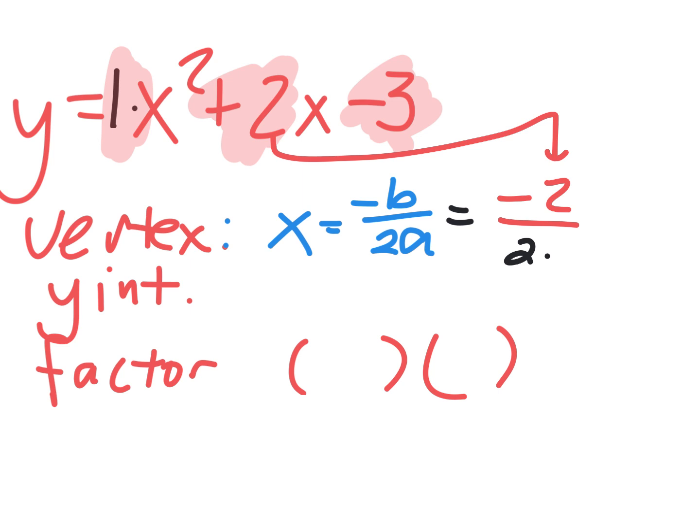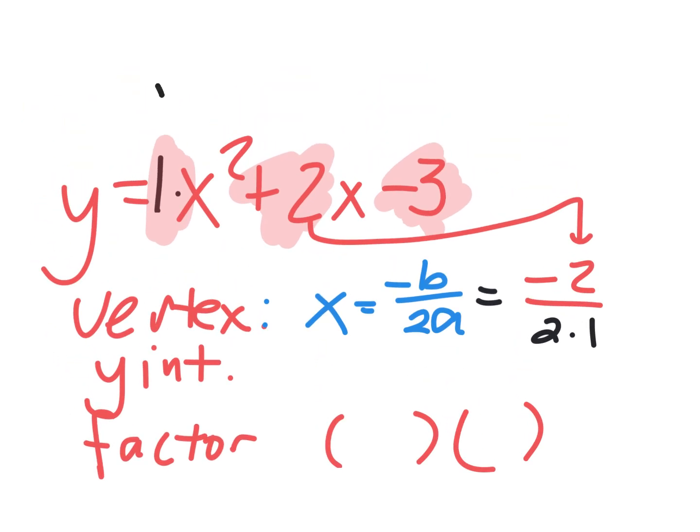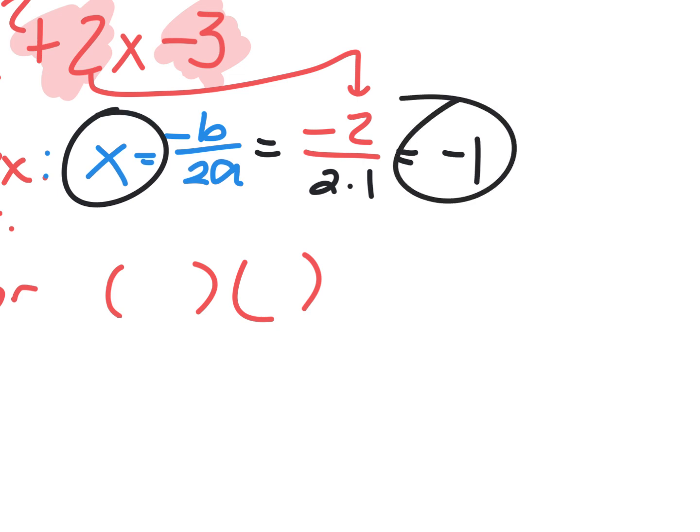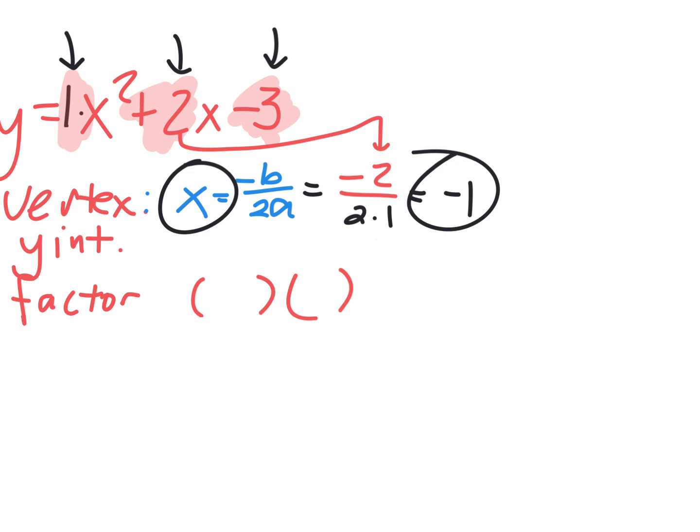Stella, pick up the 2A part. What's the A? It's the number in front of that. Yep. So this is the A, and that's the B, and that's the C. All right, so then I got negative 2 over 2, which simplifies to negative 1. And yay, I've got x equals negative 1. That tells me the x of the vertex. It also tells me the axis of symmetry.